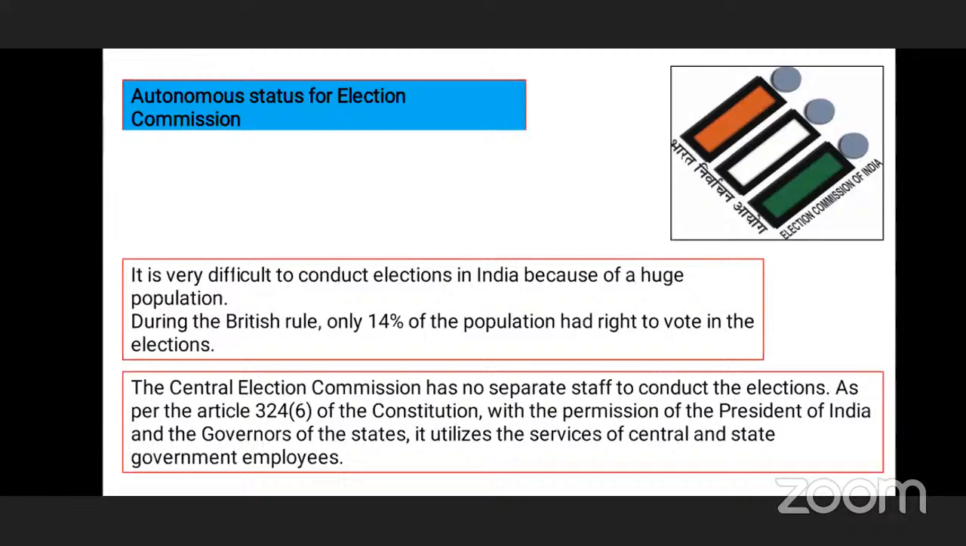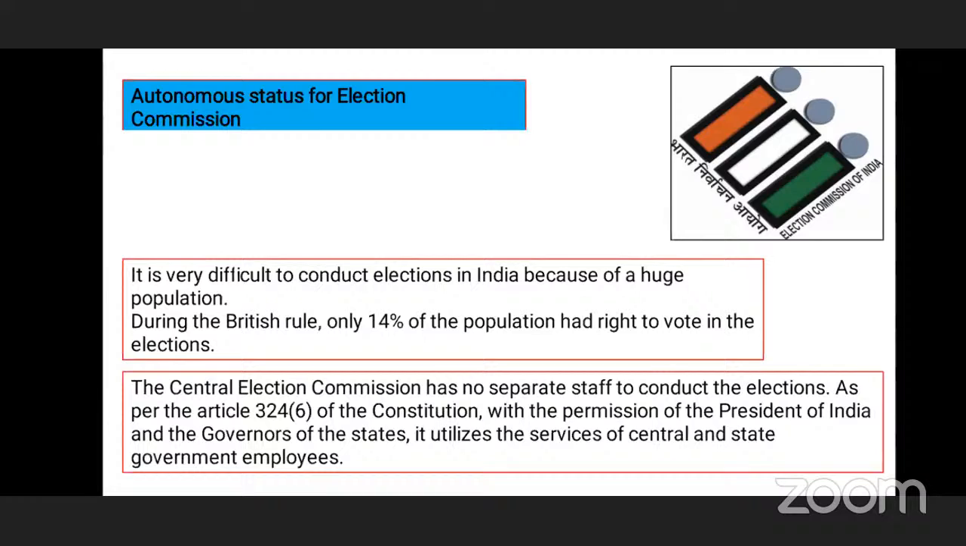At the time of the first general elections in 1952, there were 17 crores of voters in India. At present, the number of voters is above 67 crores. The Election Commission conducts elections with the help of about 45 lakhs of staff. The Central Election Commission has no separate staff to conduct the elections.